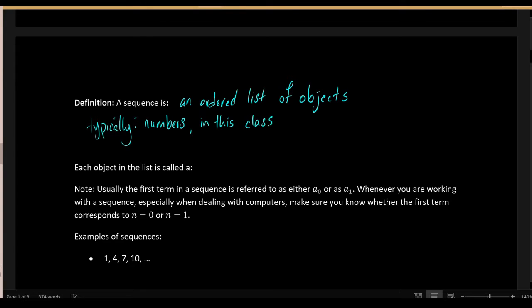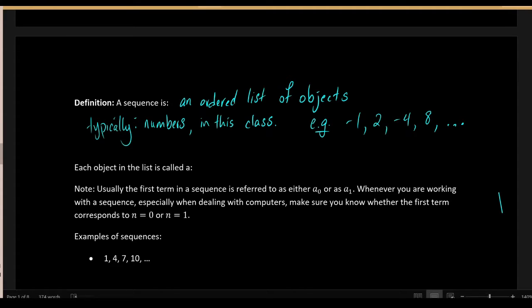However, as you take more and more advanced math classes, you may end up dealing with things like sequences of functions, sequences of sets, sequences of vectors. But in this class, we will be focusing on an ordered list of numbers. So, for example, something like -1, +2, -4, +8, and some dots to indicate that the sequence goes on in this pattern forevermore.